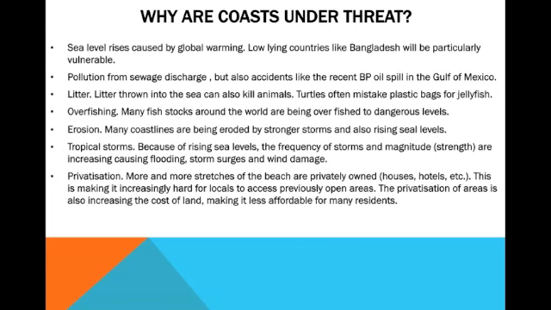Overfishing. Many fish stocks around the world are being overfished to dangerous levels. Erosion. Many coastlines are being eroded by stronger storms and also by rising sea levels. Tropical storms. Because of rising sea levels, the frequency of storms and magnitude, so the strength, are increasing, causing flooding, storm surges, and wind damage.